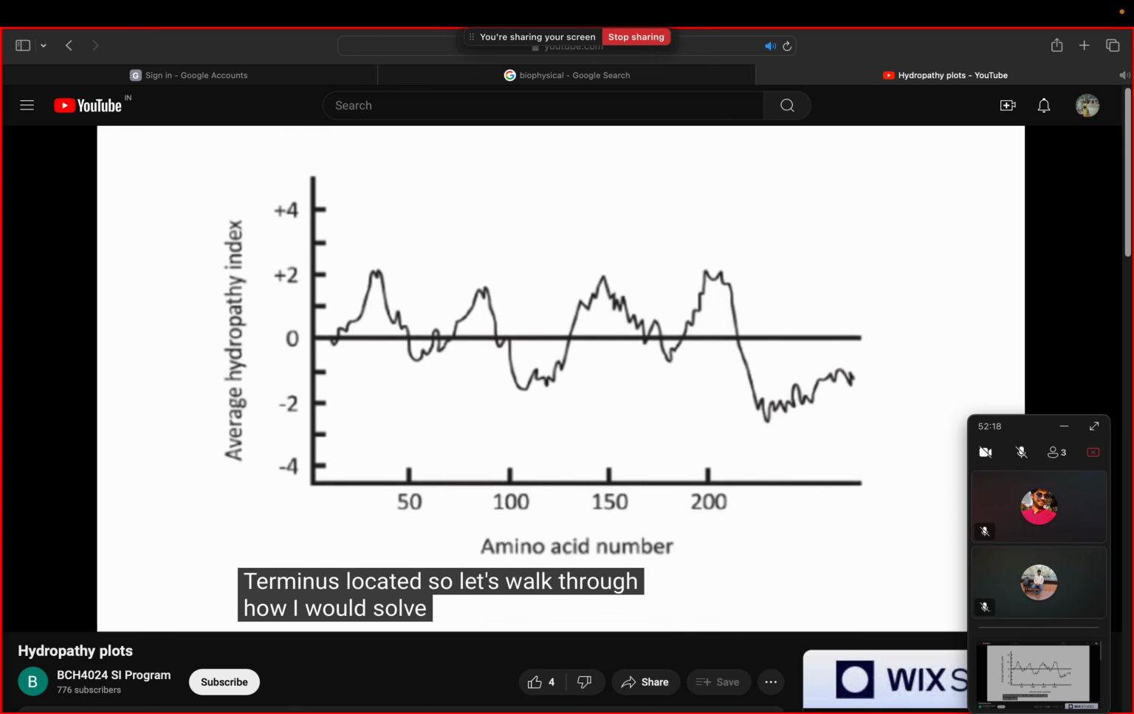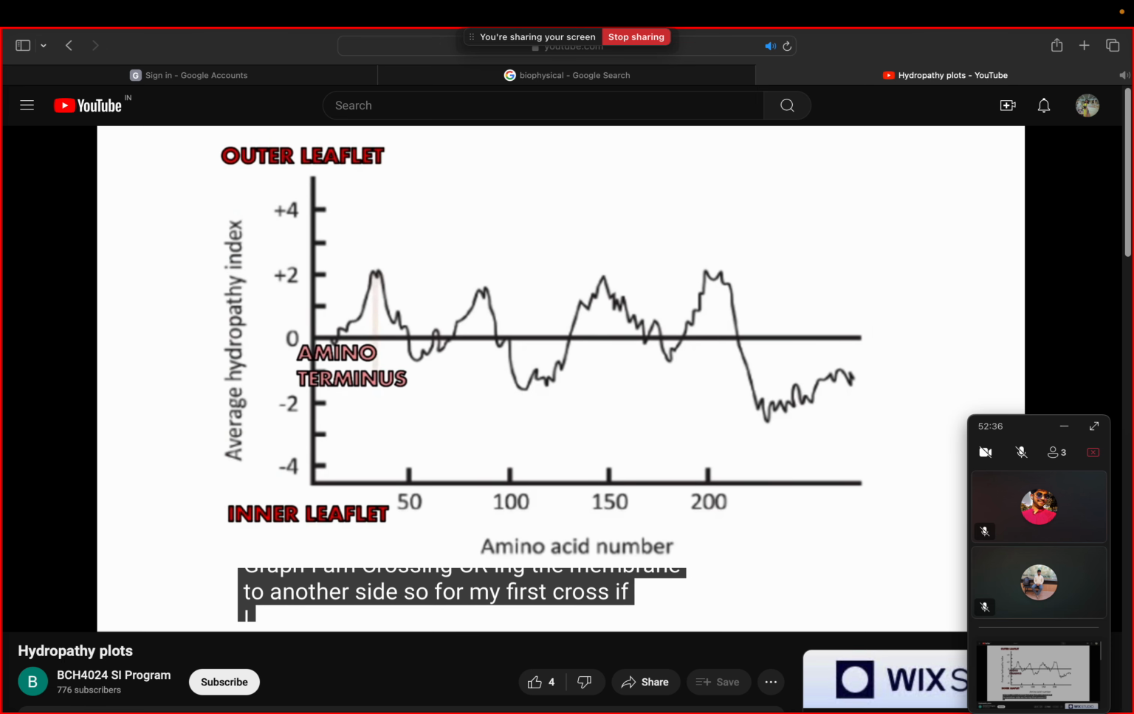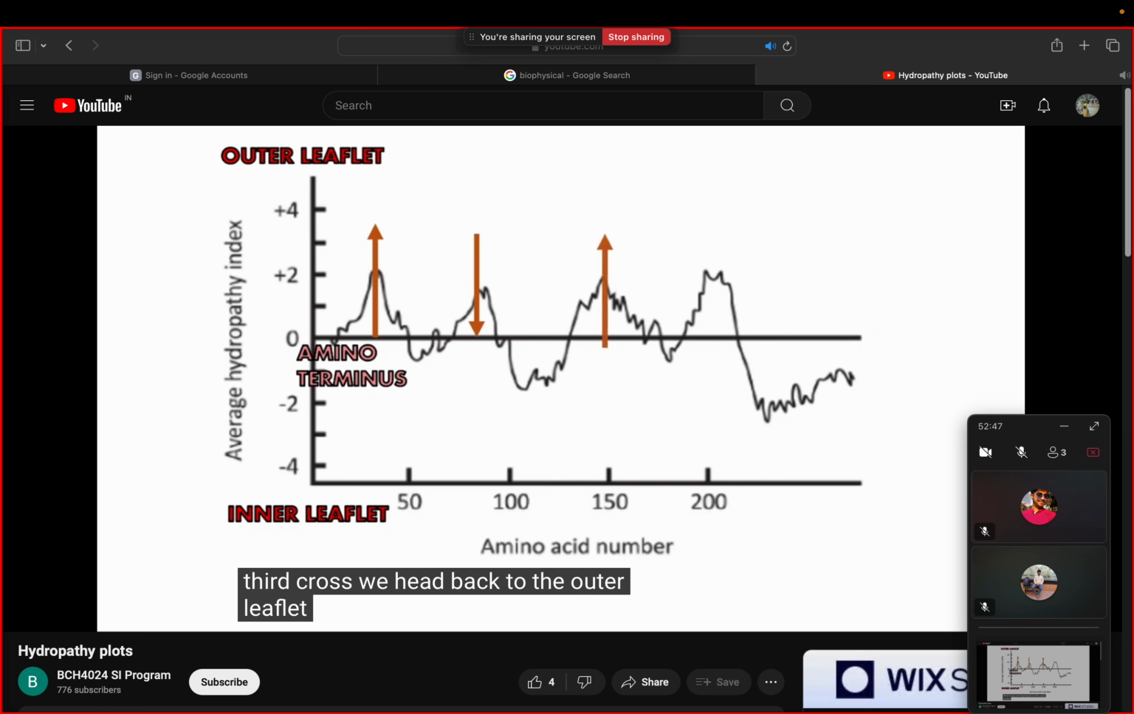So let's walk through how I would solve this problem. So I'm going to set up my hydropathy plot here based on the question that was asked. I was told that the amino terminus is on the inner leaflet, so I will draw it like so. Now I know for each positive spike in my graph, I am crossing the membrane to another side. So for my first cross, if I start on the inside, I am going to end up on the outside. For my second cross, I come back into the inside. So for my third cross, we head back to the outer leaflet, and for the fourth cross, we know that our carboxy terminus must be in the inner leaflet of the membrane since our protein ends.